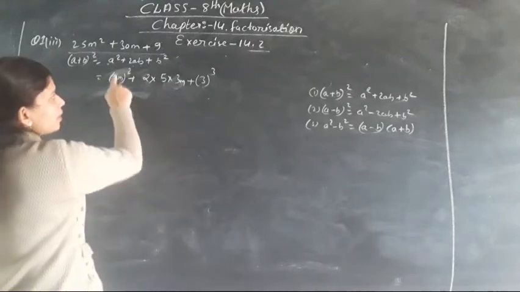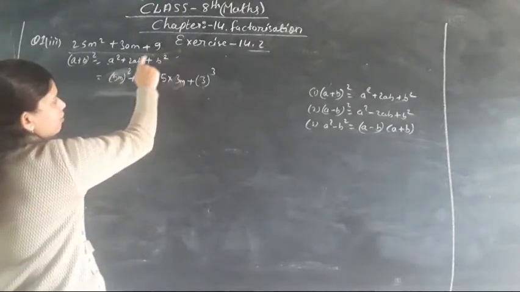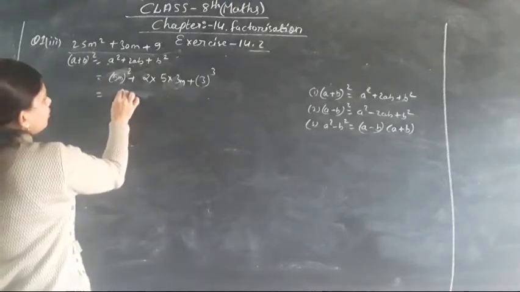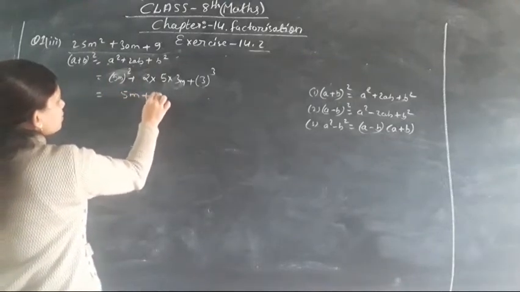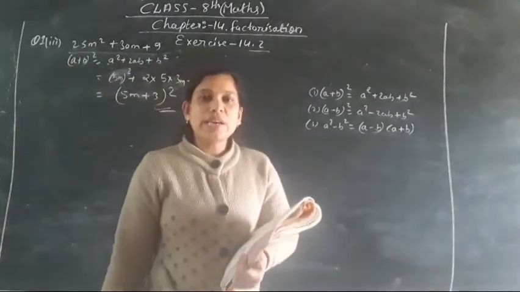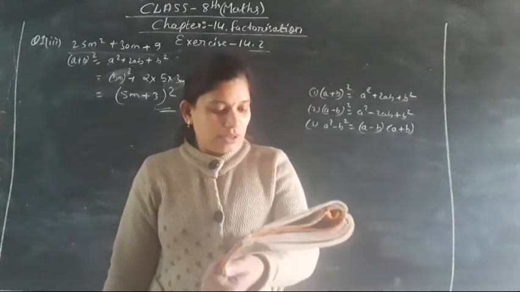So we had factorized this expression, we had used an identity. So here it will become what? It will become 5m plus 3 the whole square, clear? So in this way also, using the identity, you can easily do the solution.